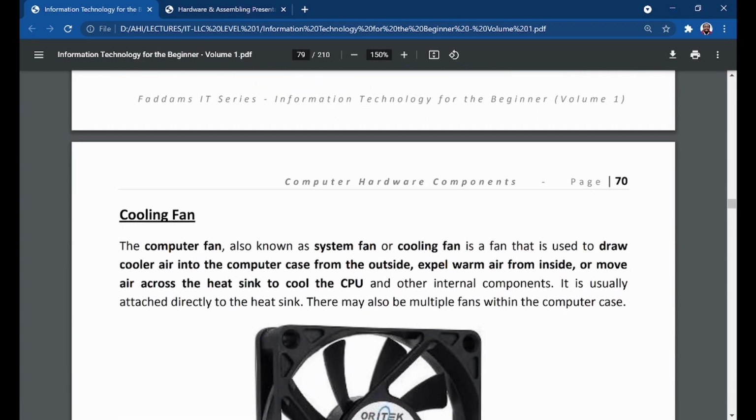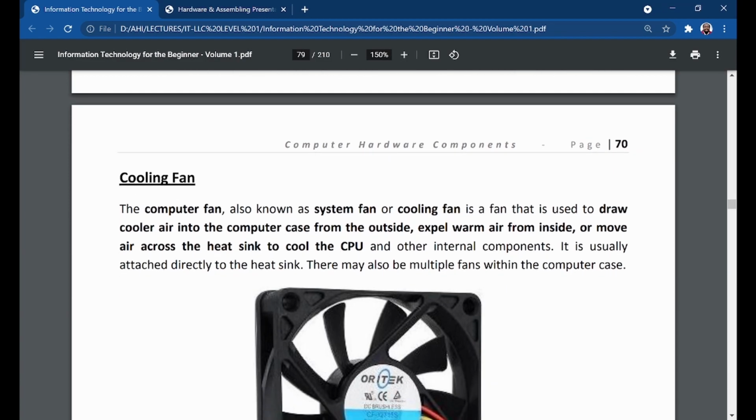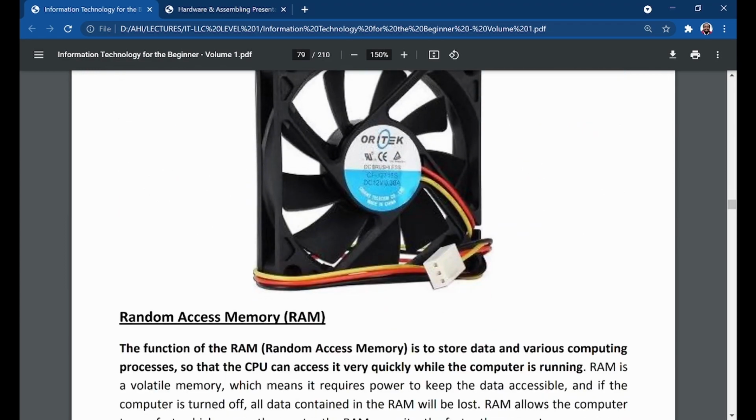Now the fan is called the cooling fan. Sometimes it is called the computer fan. Other times it's known as a system fan. It's a fan that is used to draw cooler air into the computer case from the outside, expel warm air from the inside, or move air across the heatsink to cool the CPU and other internal components. It is usually attached directly to the heatsink, and there may also be multiple fans within the computer case. That's what I wanted to tell you.